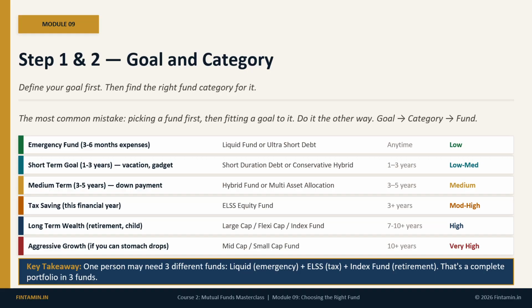Tax saving, ELSS. 7 to 10 years wealth building, large cap or flexi cap. Aggressive long term growth, mid cap or small cap. Step number 2. Choose the category that matches your goal. Then and only then look for the best fund within that category. Goal first, category second, and fund third.